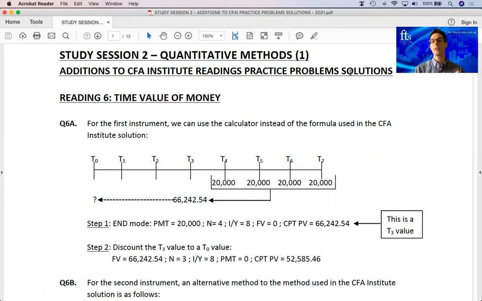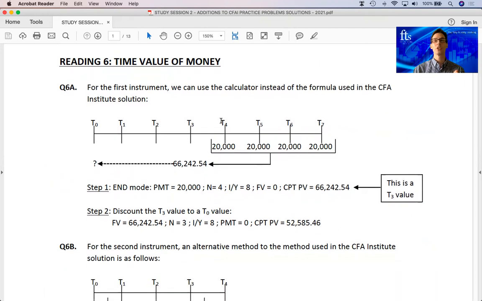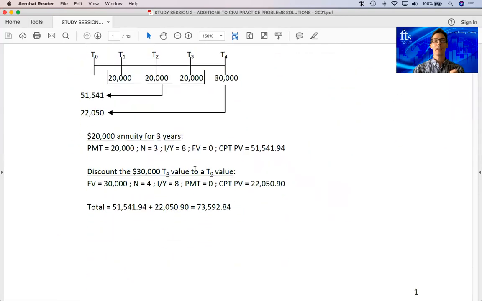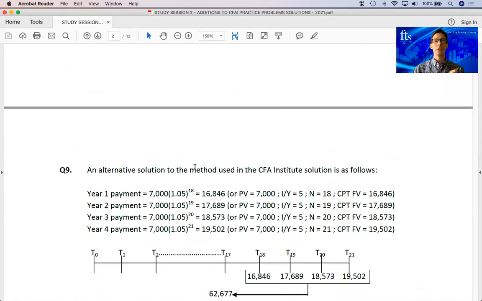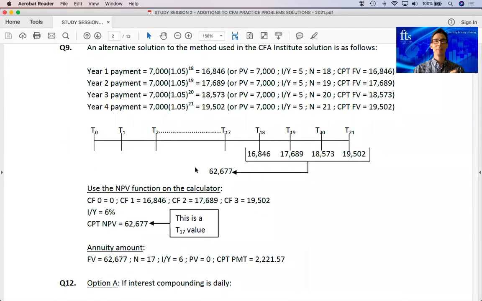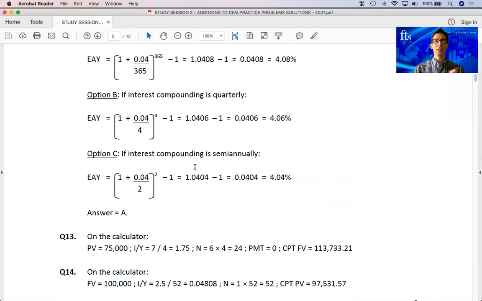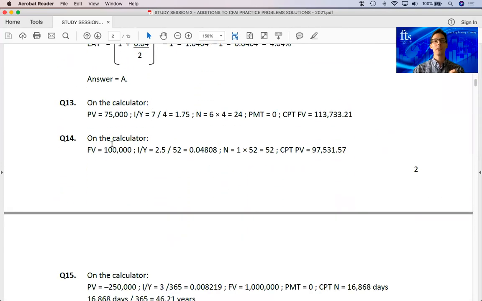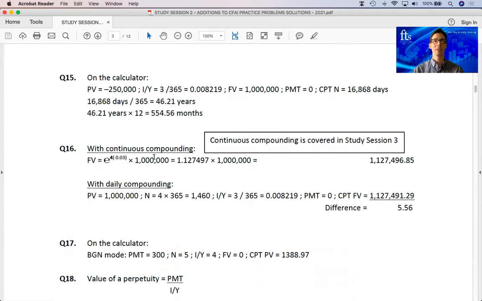I've done additions to their solutions because in some of their solutions, they don't draw timelines. So where there wasn't a timeline, I've drawn the timeline. And you can see here something similar to what we did in a deferred annuity type of example. And then there's another one there, annuities there, and there's more over there. And then also sometimes, like this question and this question, the CFA Institute were not using the calculator. So I've just shown us the calculator steps over there, for example.